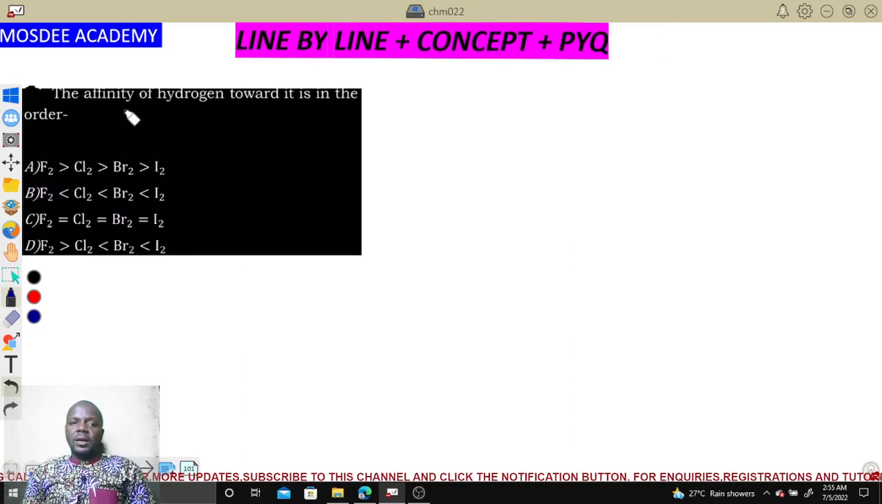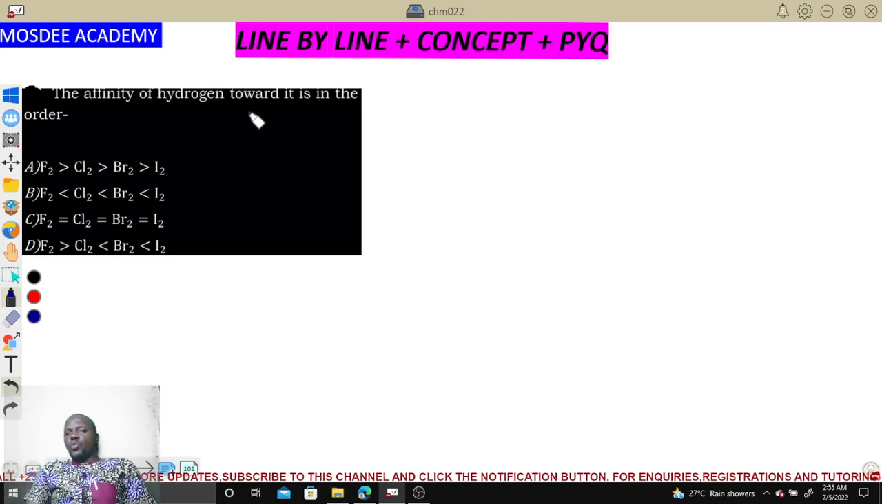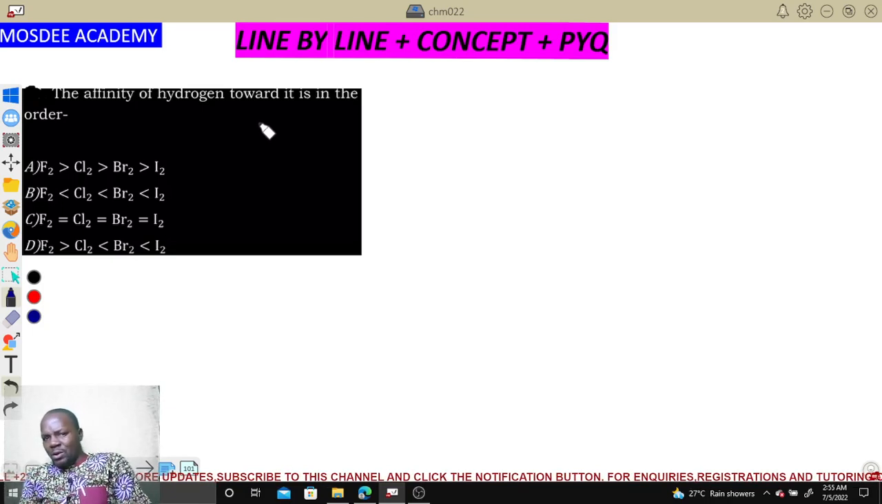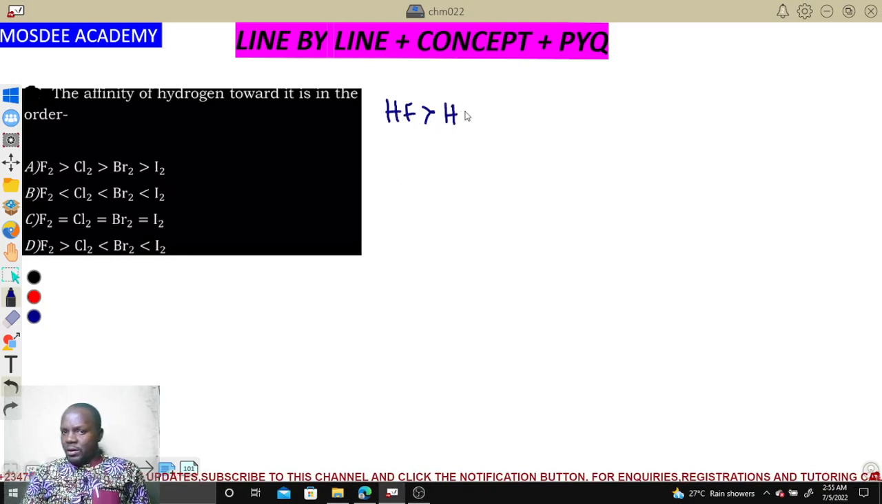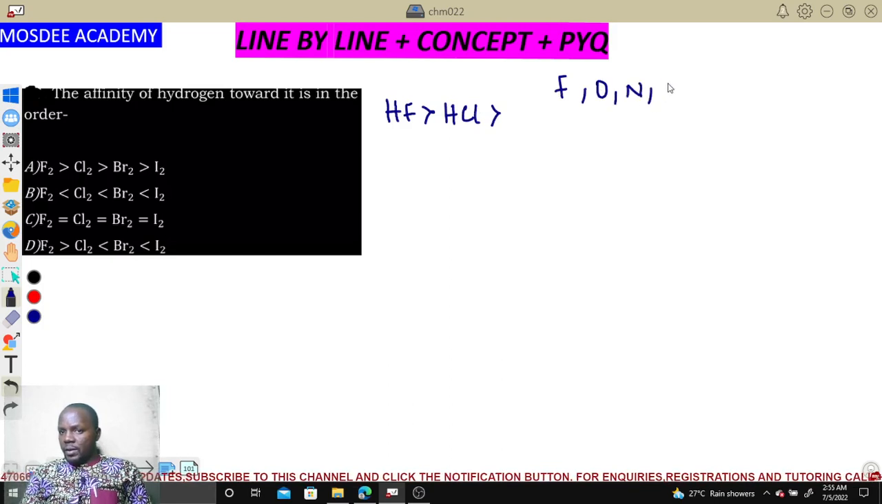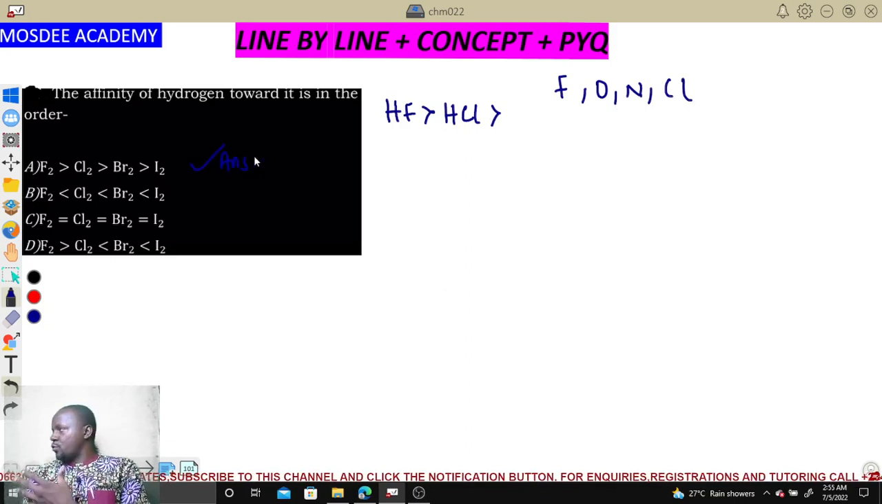The next question says, the affinity of hydrogen towards halogen, I guess. I think that is what the question is asking. We know that hydrogen fluoride is greater than the other hydrogen halides, following the order F, O, N, Cl, and you can continue like that. Fluorine is greater than chlorine, is greater than bromine, is greater than iodine. Nothing to solve in this type of question.